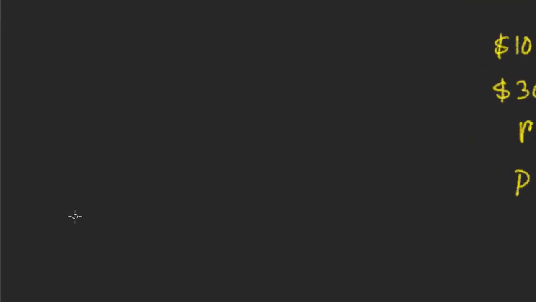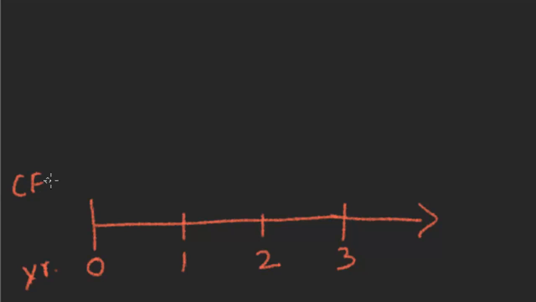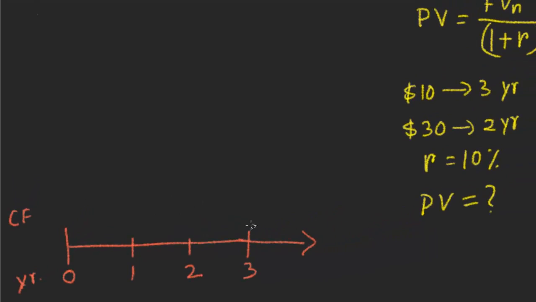As always, I suggest drawing a cash flow timeline so that we can visualize the cash flows. In this example, we need up to year 3. So let's say this is year 3, this is year 1 and this is year 2. This one is the present time. These are the years and the cash flows are shown here. The cash flow after 3 years is $10 and the cash flow after 2 years is $30.